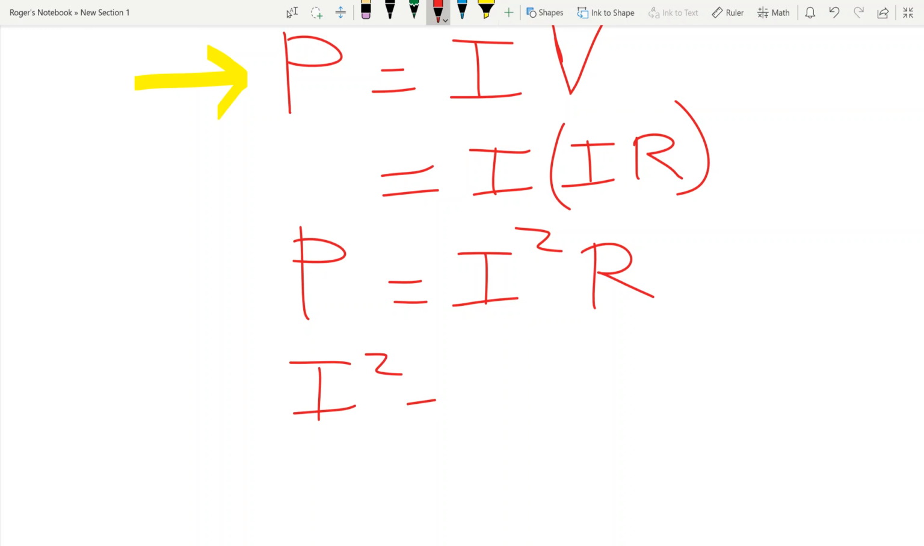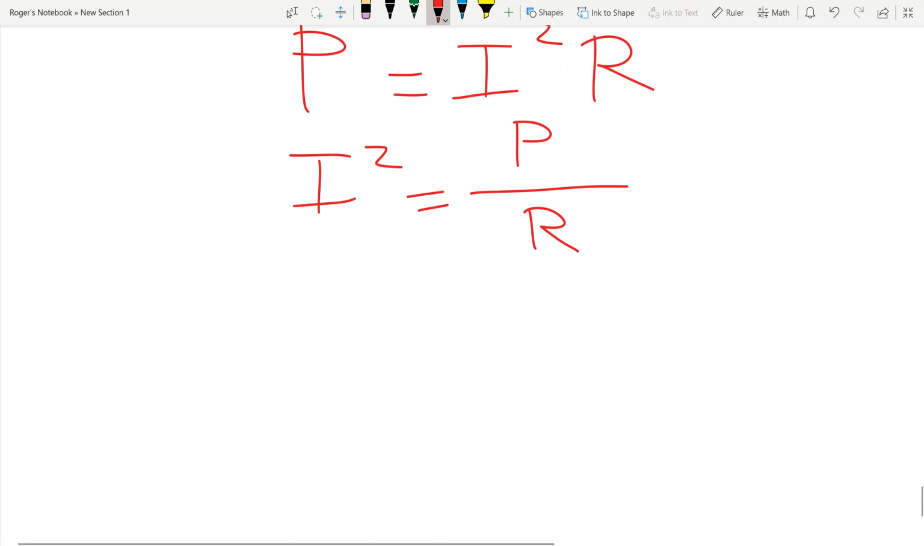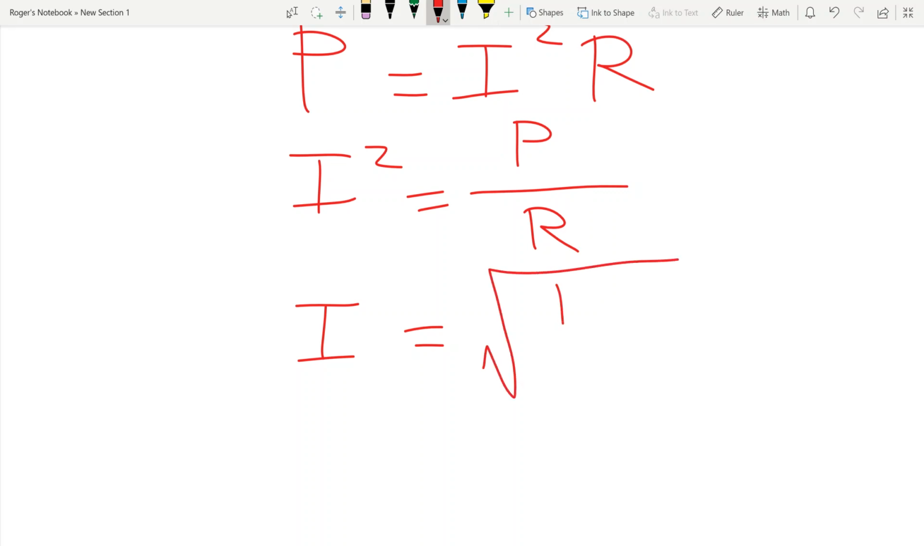I squared is equal to power divided by resistance. We just use basic algebra: divide both sides by R, and you're left with I squared. And then, of course, how do you get I? You take the square root. Now notice we're dealing with principal square roots, not negatives here, because current is positive. You don't have negative current, right? So I is equal to the square root of P divided by R.